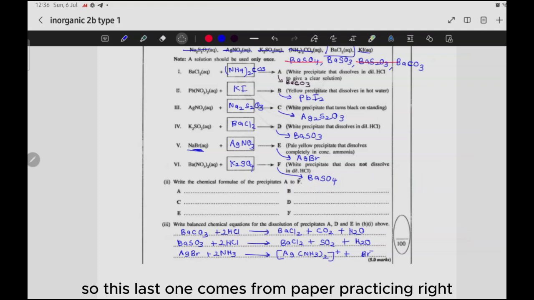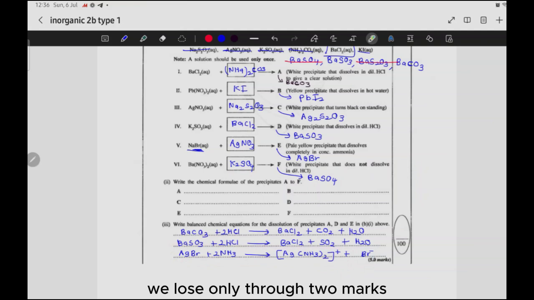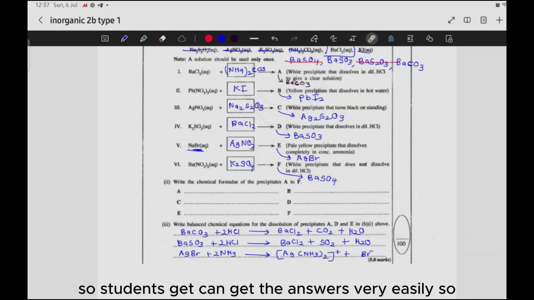So this last one comes from paper practice, right? So even if you don't write this, you will lose only 2 marks, right? You will lose only 2 marks if you don't balance the final part. But others are easy, right? Others are direct questions, right? If you have revised the note properly, if you have studied the note properly, it's a very direct question, right? So students can get the answers very easily.